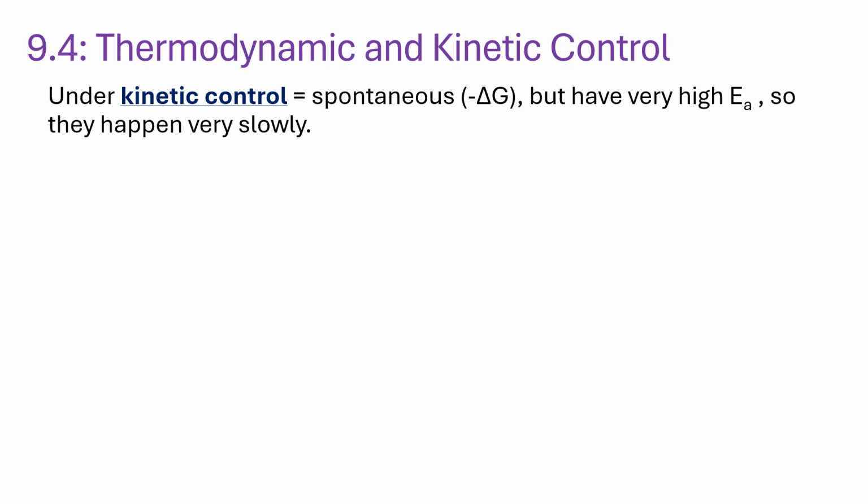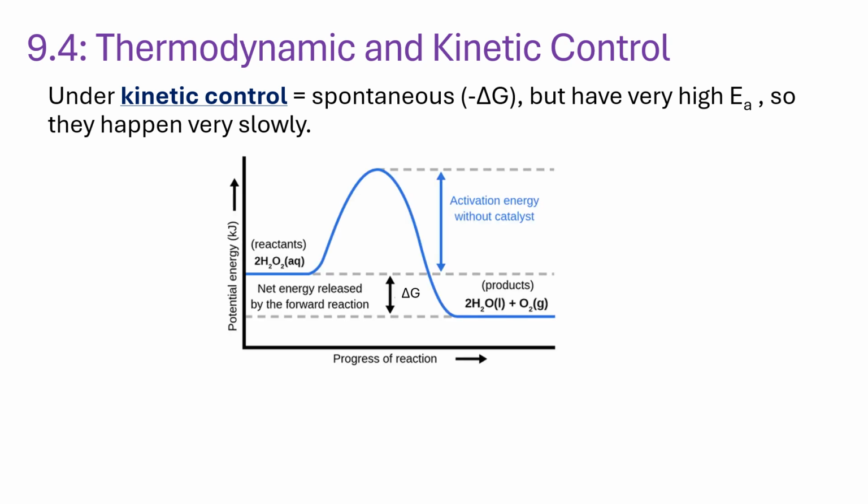Right, today we're going to talk about sections 9.4 and 9.5. So 9.4, we're going into thermodynamic and kinetic control. Kinetic control basically just means that you have a reaction that's happening very slowly, maybe so slowly that you can't even measure its rate. It's still spontaneous though, so it has a negative delta G. The reason that it's happening slowly is simply that it has a really high activation energy.